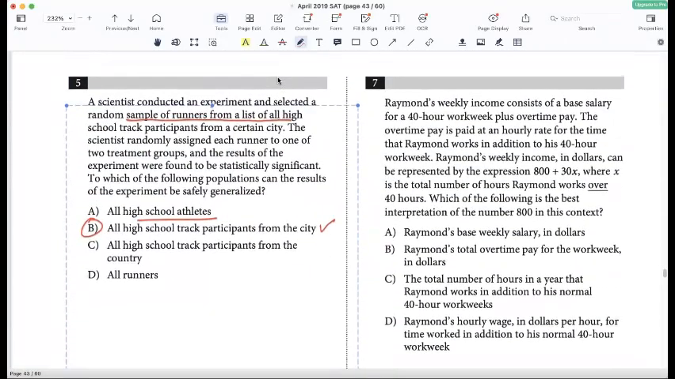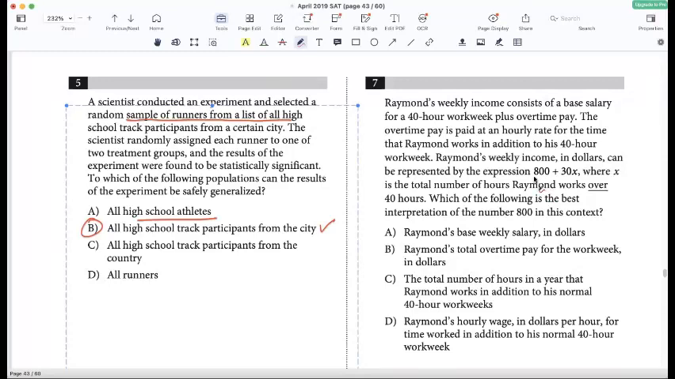Raymond's weekly income consists of a base salary for a 40-hour work week plus overtime pay. The overtime pay is paid at an hourly rate for the time that Raymond works in addition to his 40-hour work week. Raymond's weekly income in dollars can be represented by the expression 800 plus 30x, where x is the total number of hours Raymond works over 40 hours. Which of the following is the best interpretation of the number 800?